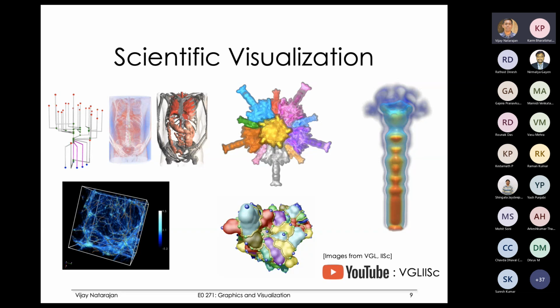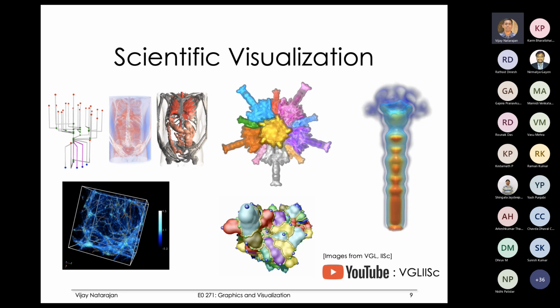So in order to understand the need for visualization, let's talk about the different types of visualization and where they are applied. Data that comes from different science and engineering disciplines need to be studied and understood if they have to be used to understand the underlying physical and scientific phenomena.